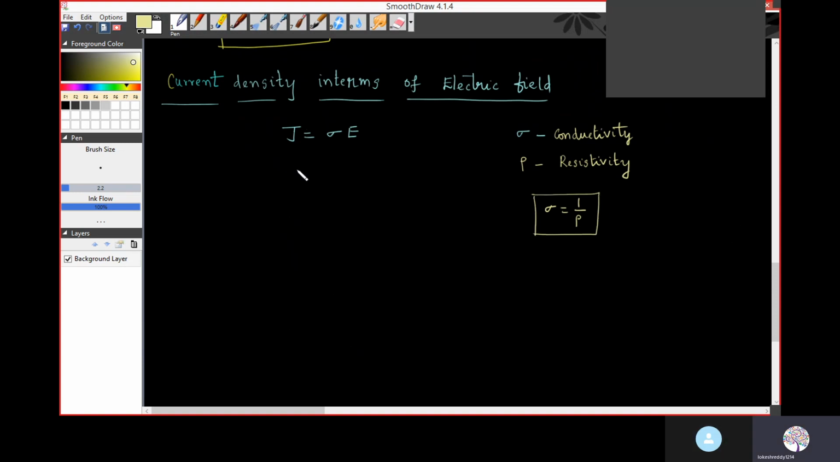So we write J is equal to sigma E, and sigma is 1 by rho, so it will become E by rho. Now the direction of current density is the same as that of the electric field.